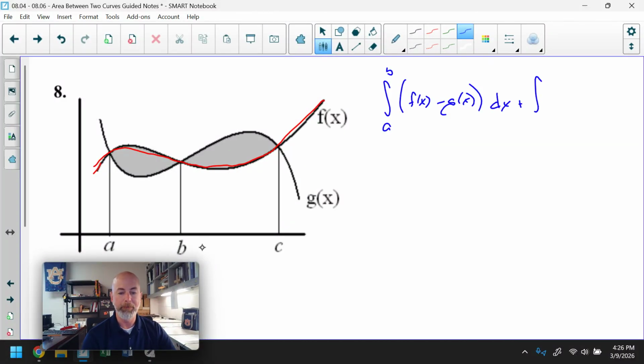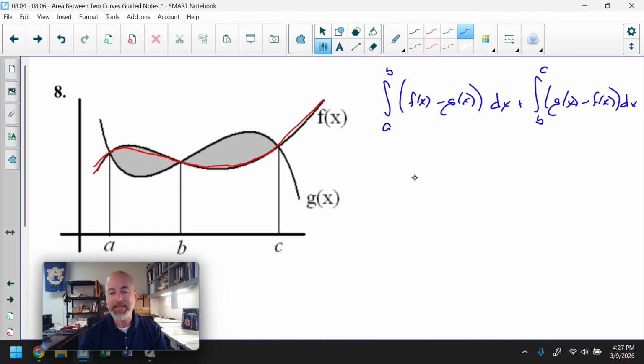Now, if I go from b to c, my top curve has changed, so now I'm going to do g of x minus f of x. And that is the way I typically do this, because these are very frequently non-calculator questions, and I think that's the easier way without a calculator.